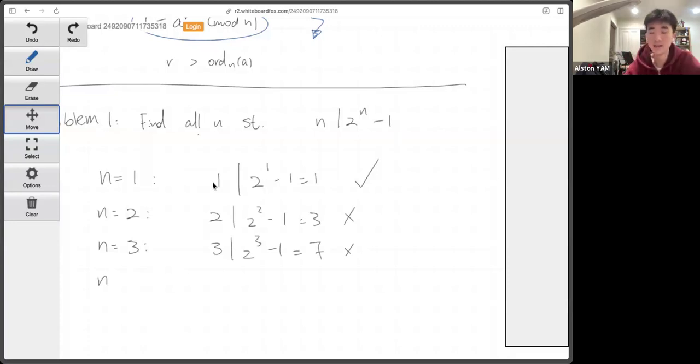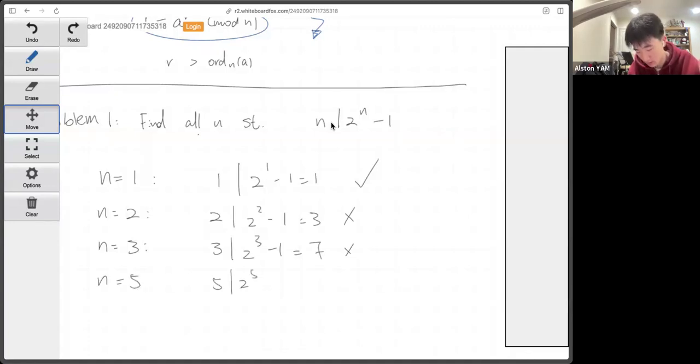And I guess you can immediately notice that if n is an even number, that's pretty bad, right? Because if n is an even number, then the right-hand side is going to be an odd number. It doesn't matter what n is, 2 to the n minus 1 will always be odd. So you can't have an even number that divides an odd number. So n equals an even number just doesn't work. We can skip n equals 4 and go to n equals 5.